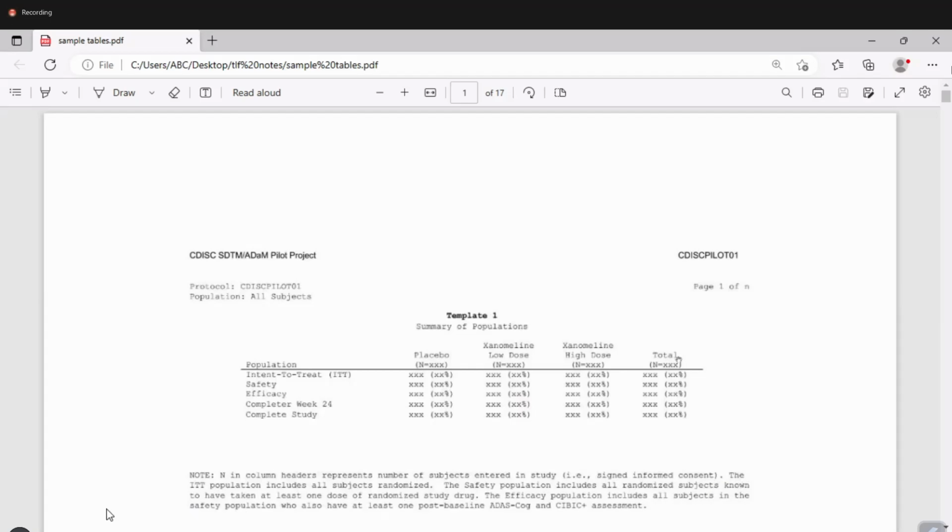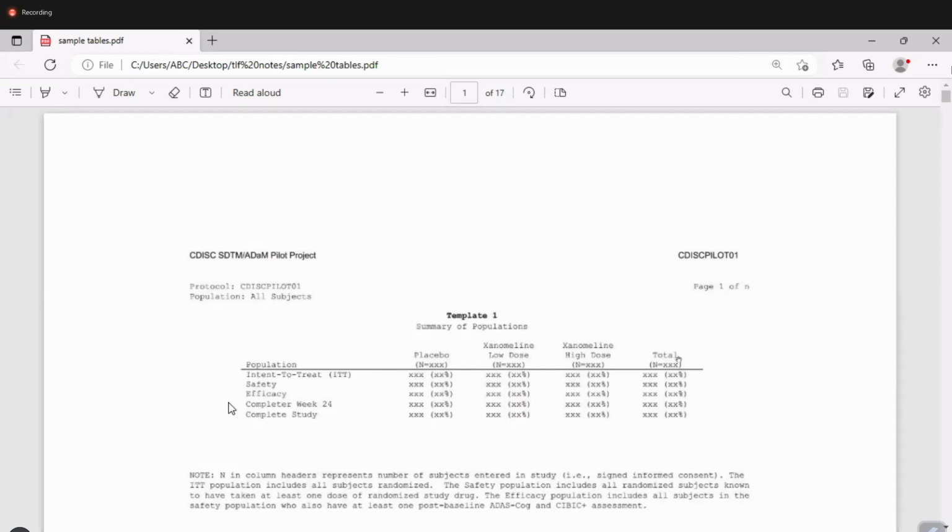Okay. And the ITT population, what is the ITT population? We already discussed what is ITTFL. ITT population includes all the subjects who are randomized, who are ready to take the treatment, who have completed the randomization. For those subjects, we give the ITT flag. What is the safety population? Safety population includes all the randomized subjects known to have taken at least 1 dose of randomized study drug. Those who take at least 1 dose of drug. For them, we already gave the safety population.